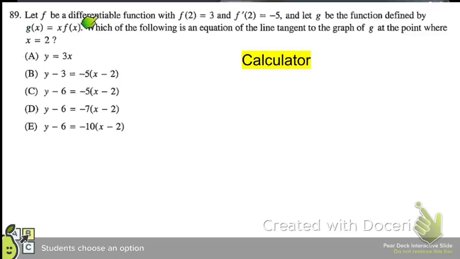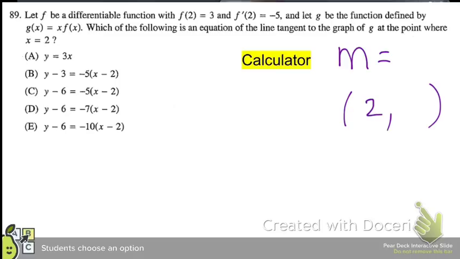It says, let f be a differentiable function with f of 2 equals 3 and f prime of 2 equals negative 5. And let g be the function defined by g of x equals x times f of x, which of the following is the equation of a tangent line to the graph of g at the point where x equals 2. So again, we're back to this whole idea of a tangent line. We need a slope, and we need a point.